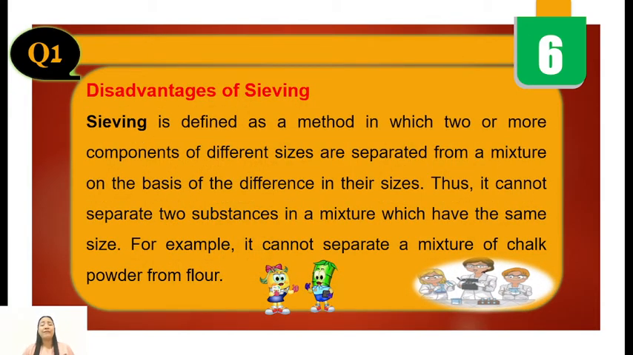What about the disadvantages of sieving? Sieving is defined as a method in which two or more components of different sizes are separated from a mixture on the basis of the difference in their sizes. Thus, it cannot separate two substances in a mixture which have the same size. For example, it cannot separate a mixture of chalk powder from a flour.